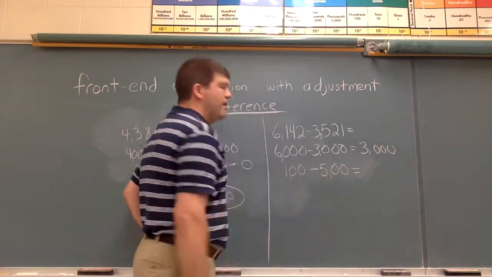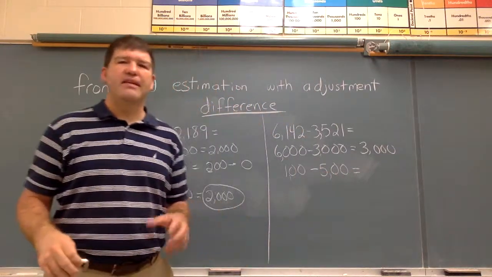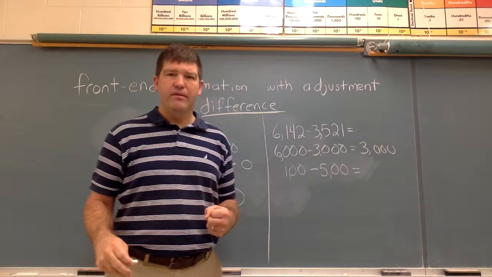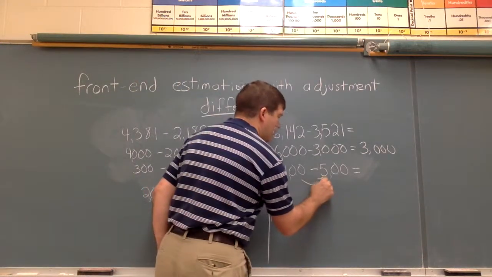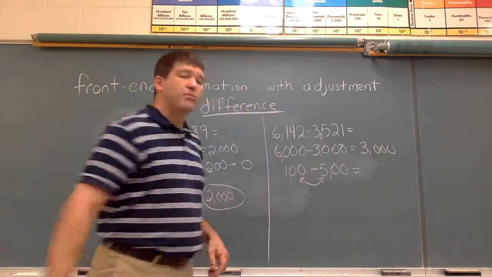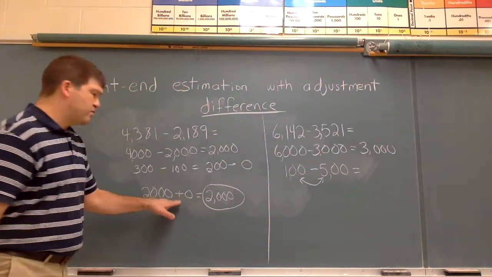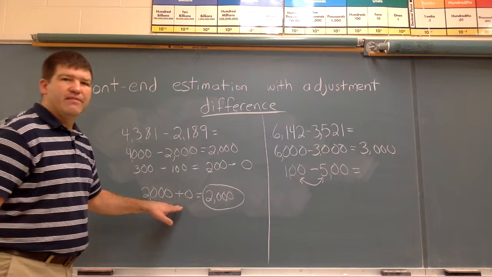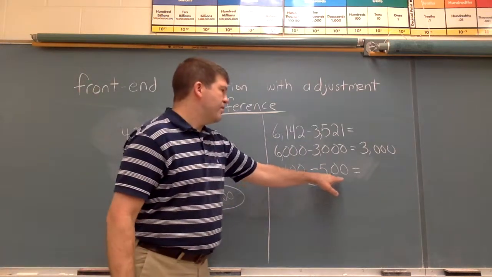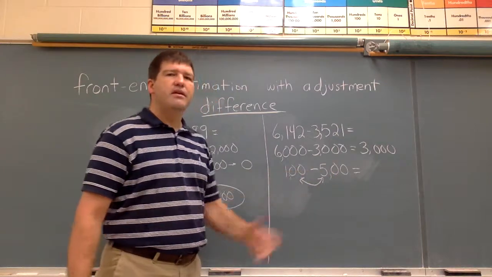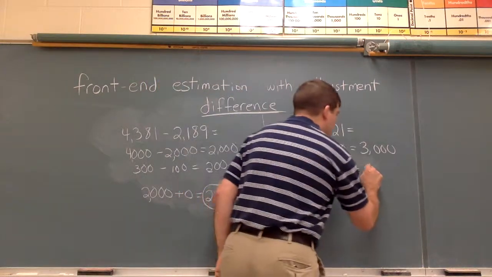Okay, when I do that, I realize I can't do that. I can't take 500 away from 100. So I switch them around. But by switching them around, makes me change what I do down here. Instead of adding them like I did here, I'm going to subtract them. So I switch them around. 500 minus 100, now I can do that. That gets me to 400.